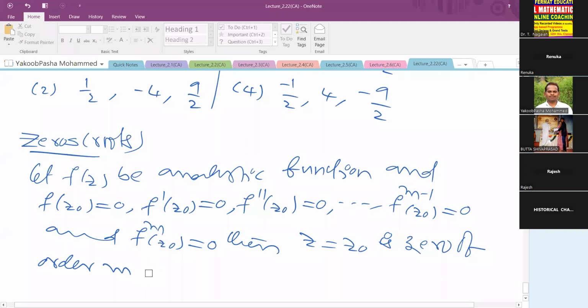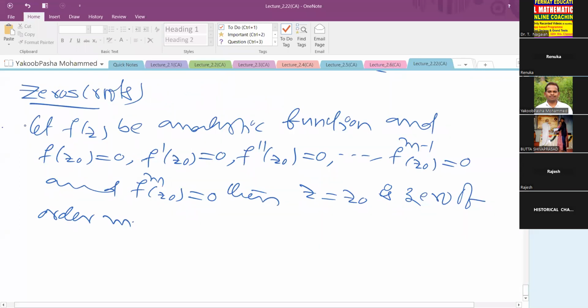The mth derivative not equal to 0 means zero of order m. For example, if the second derivative is not equal to 0: first f of z0 is equal to 0, f dash of z0 is equal to 0, but f double dash of z0 is not equal to 0. In this case, we say that z0 is a zero of order 2. I am writing it like this.